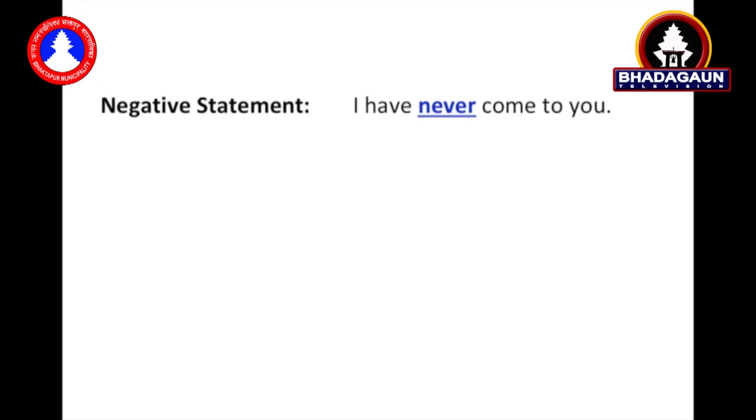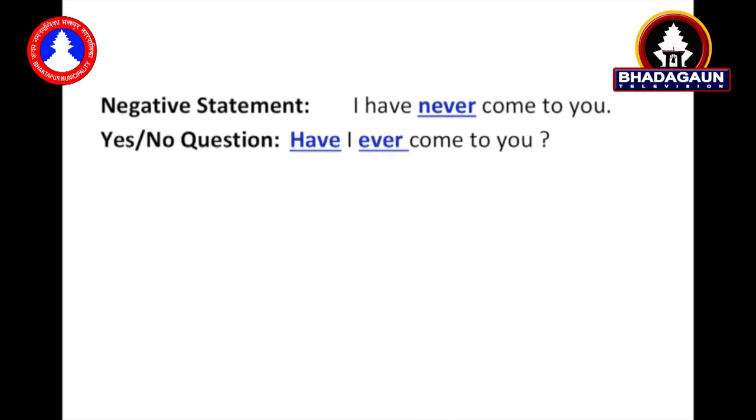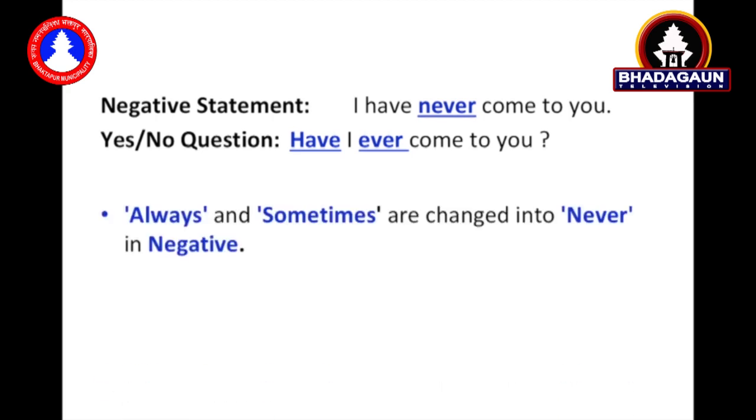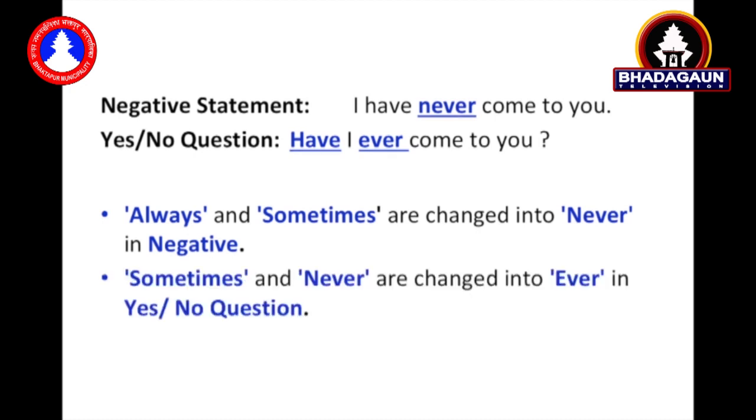We have already known it. But what to be done with never? Now here, have I ever come to you? And now this never is changed into ever. From these examples, we can come to a conclusion about always, sometimes, ever and never like this. Always and sometimes are changed into never in negative. Never is a negative word, so we do not add not. So we do not use not again here. Sometimes and never are changed into ever in yes no questions.